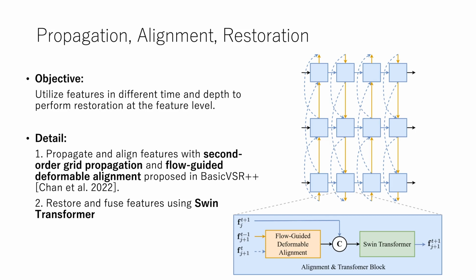The goal of this part is to maximize the use of features in different time and depth to perform restoration at the feature level. The features are propagated and aligned using the second-order grid propagation and flow-guided deformable alignment methods proposed in BasicVSR++. Then a Swin transformer is used to restore and fuse the aligned features.